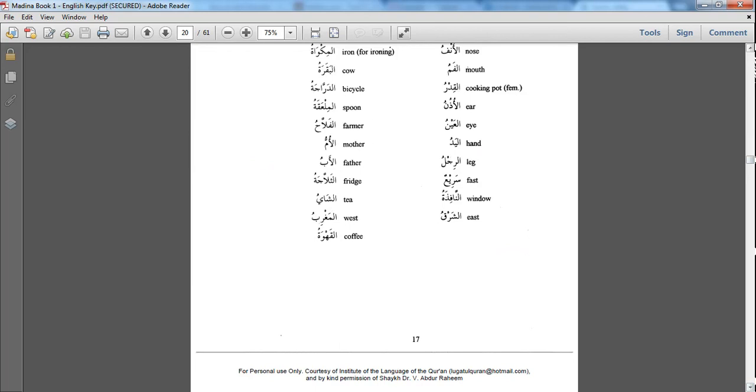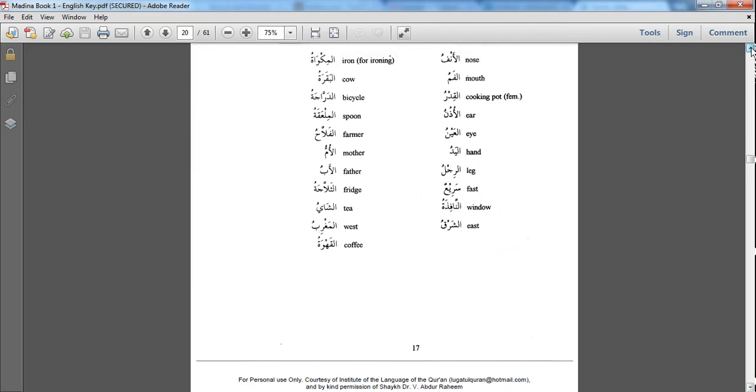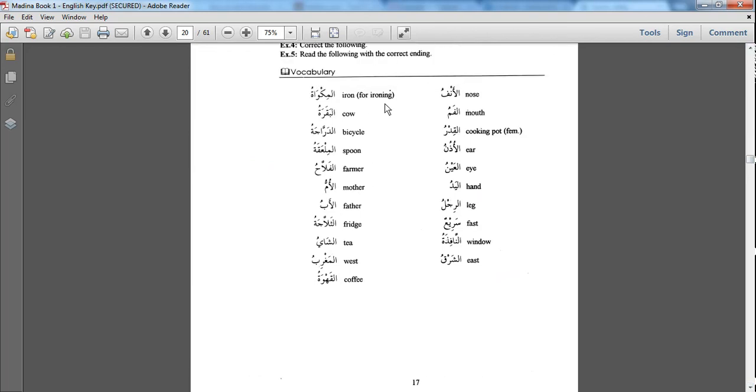Vocabulary. المكواة iron for ironing. البقرة cow. الدراجة bicycle. الملعقة spoon. الفلاح farmer. الأم mother. الأب father. الثلاجة fridge. الشاي tea.